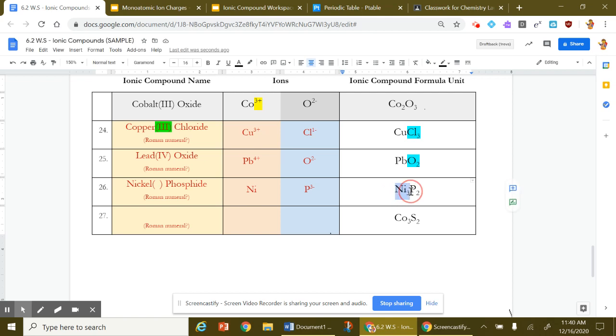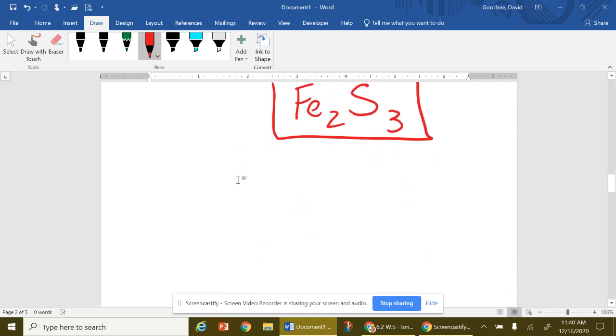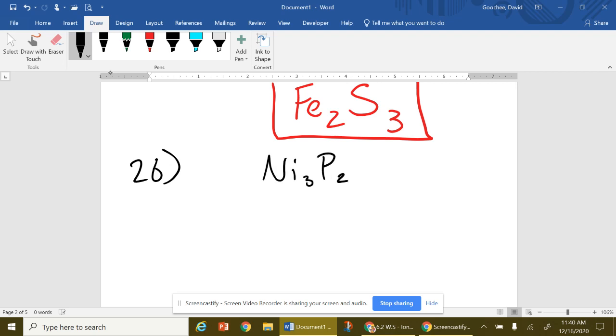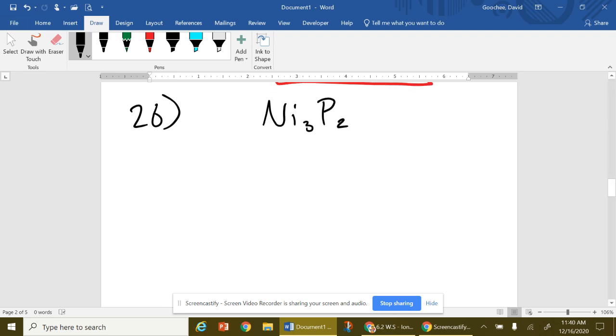To figure out the charge of this nickel, we have to look at these phosphoruses right here. So this is number 26. All right, so I'm going to draw this out. So this is Ni3P2. Now we know that a phosphorus has a 3 minus charge, all right? So this is P3 minus, and there's 2 of them, P3 minus, okay?